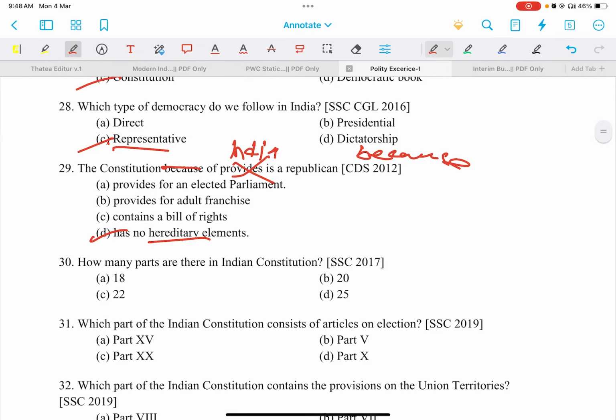How many parts are there in the Indian Constitution? Originally we had 22 parts, but currently we have 25 parts.